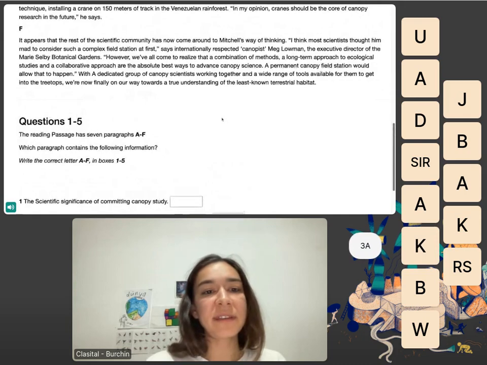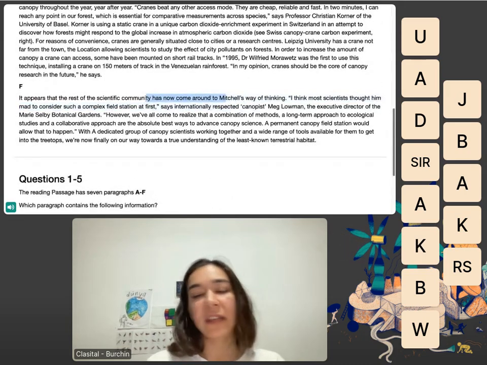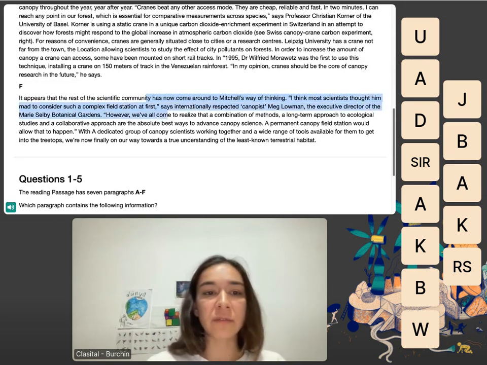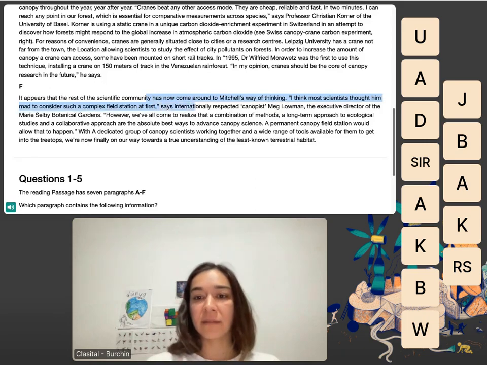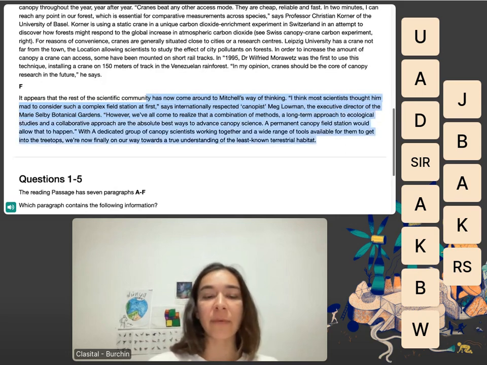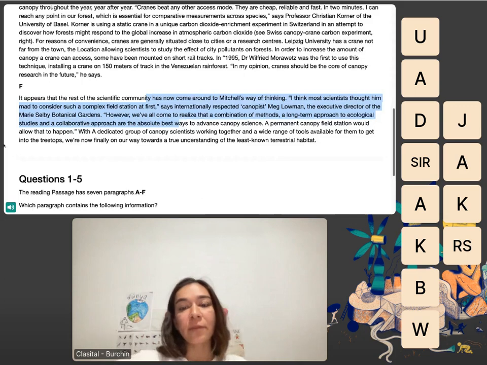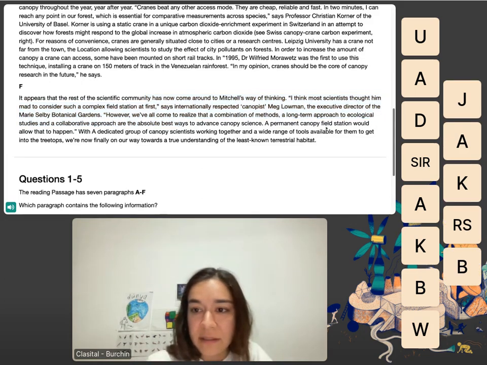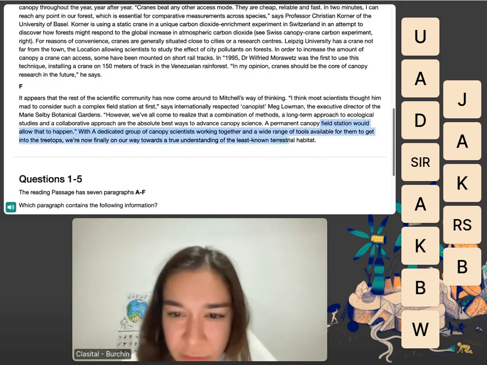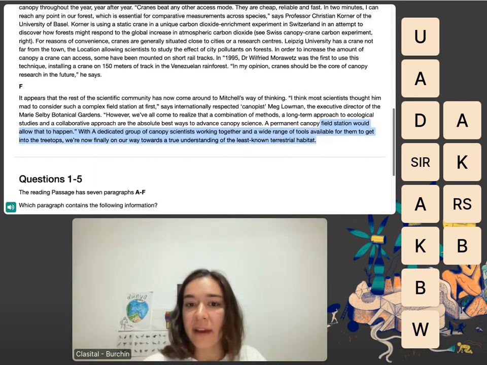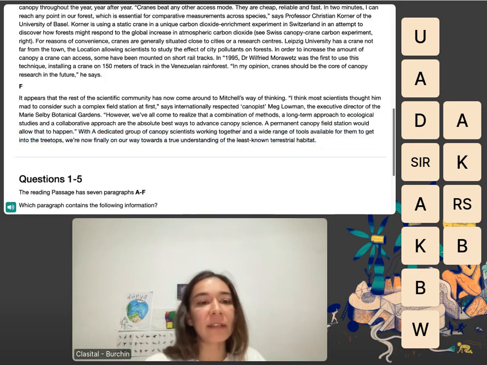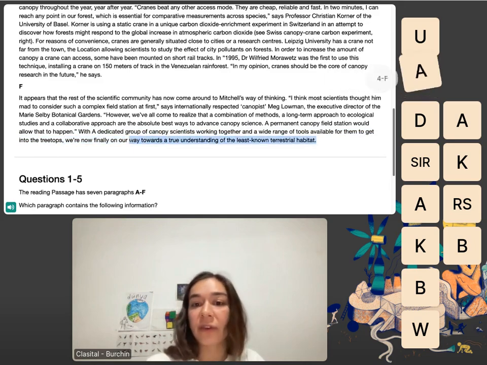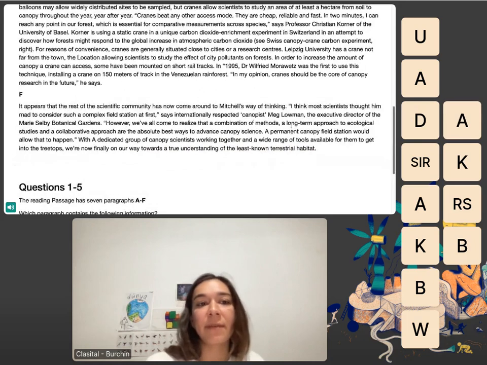Let's see, F. It appears that the rest of the scientific community has now come around to Michel's way of thinking. I think most scientists told him he was mad to consider such a complex field station at first, says the director of gardens. However, we have all come to realize that a combination of methods, a long-term approach to ecological studies, and a collaborative approach are the absolute best way to advance canopy science. A permanent canopy field station would allow that to happen. A dedicated group of canopy scientists start working together, and a wide range of tools are available for them to get into the treetops. Now we are finally on our way towards a true understanding of the least known terrestrial habitat.